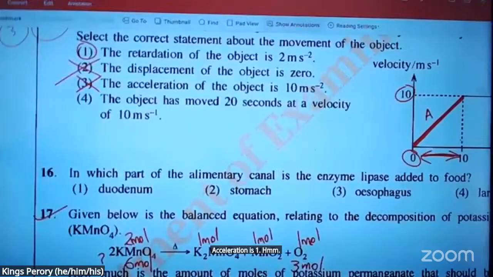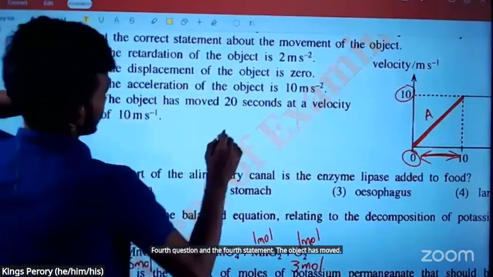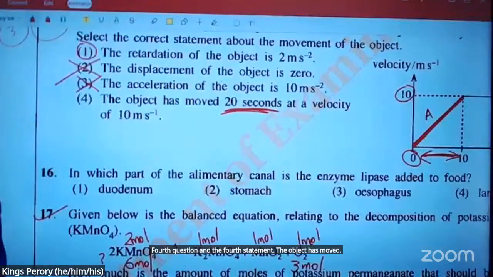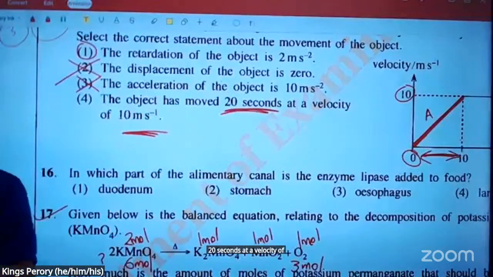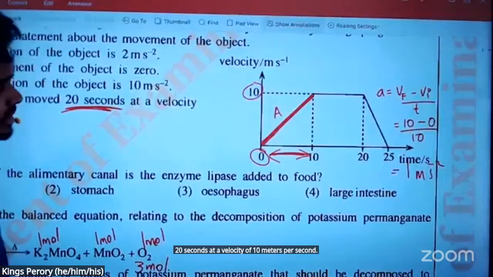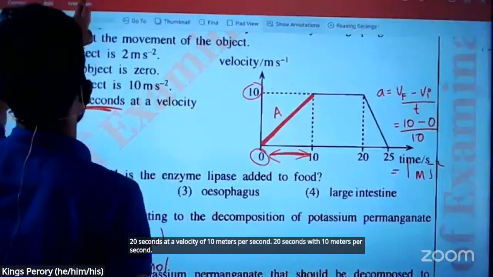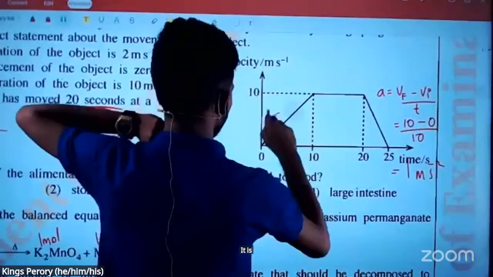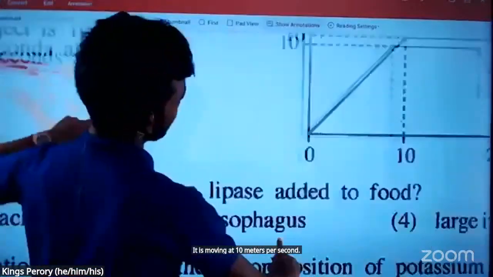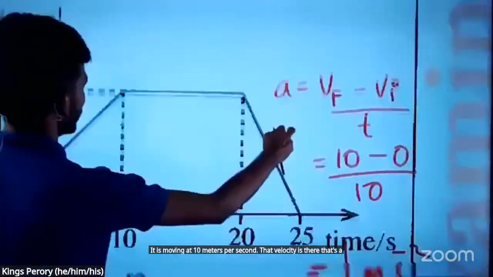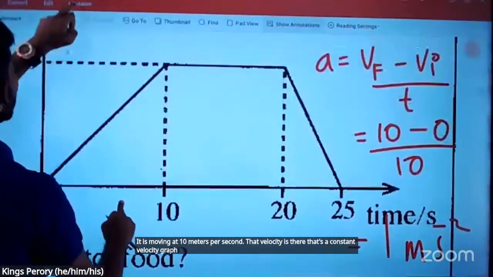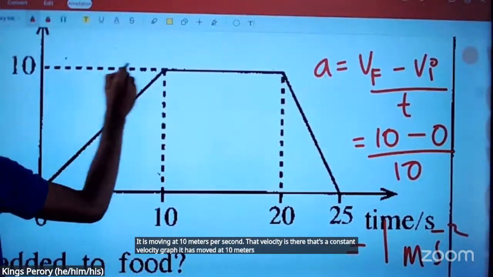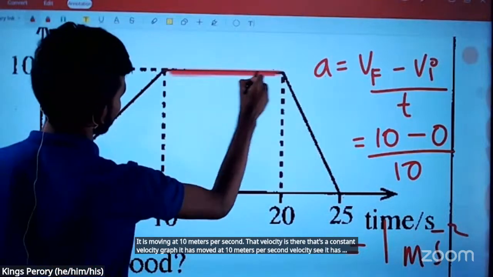Fourth statement: the object has moved 20 seconds at a velocity of 10 meters per second. It is moving at 10 meters per second, that's a constant velocity graph. It has moved at 10 meters per second velocity, that part.